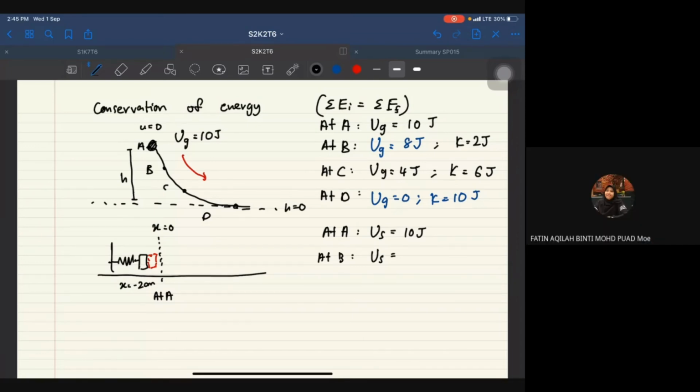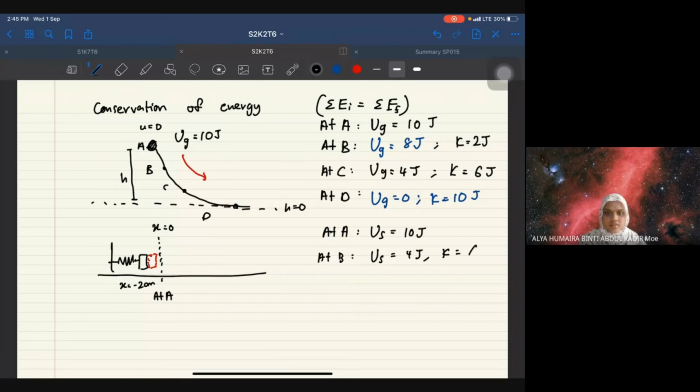Ya. Ada. Sebab apa? Sebab dia masih tak habis decompress. Dia tak pergi balik ke tempat asal lagi. Dia belum sampai ke sini. So you still have the potential energy because the spring is still being compressed. So katakanlah potential energy now is 4 joule. So your kinetic energy will be berapa joule? 6. 6 joule. Okay, good.